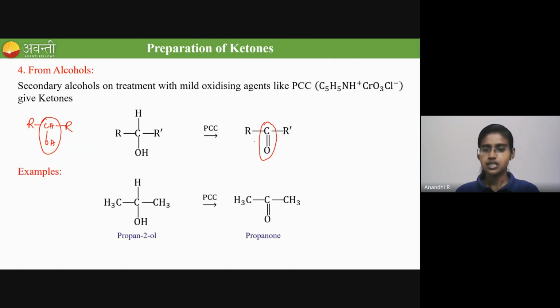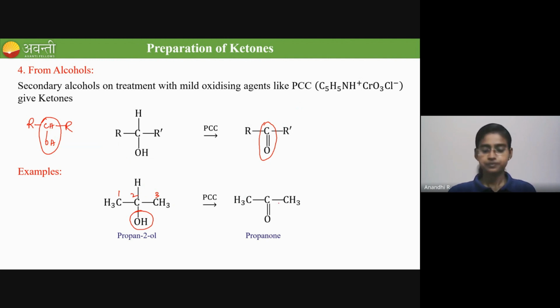So let's see some examples. Propan-2-ol is taken as an example here. So 1, 2, 3, the 3 carbon containing compound. So it is propan, and at the second position we have this OH group, which is the alcohol. So it is called propan-2-ol. And propan-2-ol on treatment with PCC, that CHOH part will be converted to CO. And the 3 carbon containing ketone is called propanone.